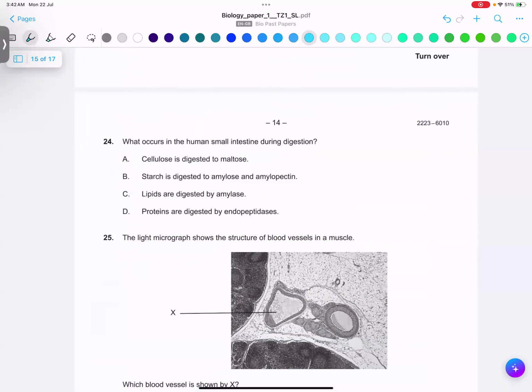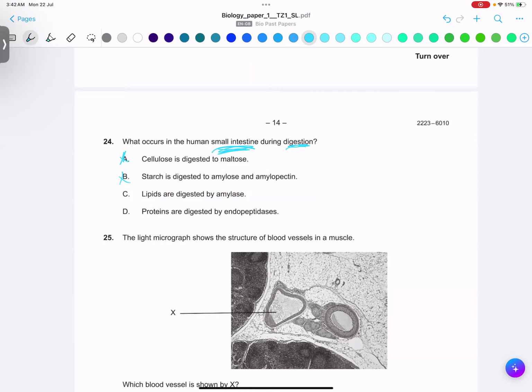24. What occurs in the human small intestine during digestion? Cellulose is digested to maltose. This is false. Cellulose is not made up of maltose. Starch is digested to amylose and amylopectin. No, this is true, but not in the small intestine during digestion. No, does not fit with these two.